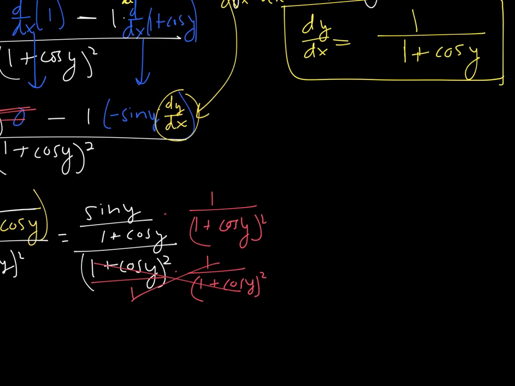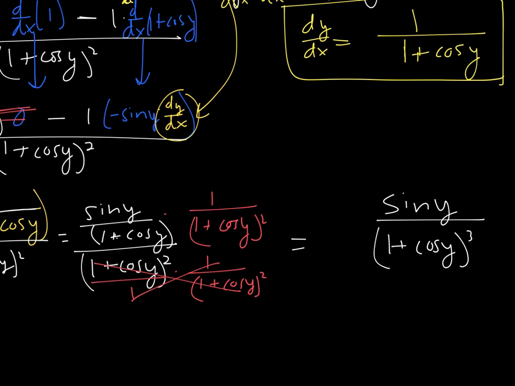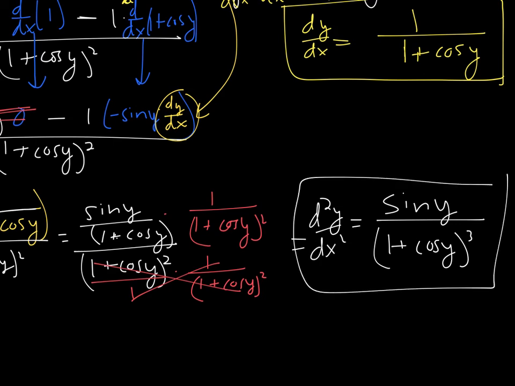And now I'm looking at final answer of sine y over 1 plus cosine y times 1 plus cosine y quantity squared gives me 1 plus cosine y quantity cubed in the denominator, and that was my second derivative right there. So we've got first derivative, second derivative. Definitely can see some similarities in what we end up with. That 1 plus cosine y is a common factor there.